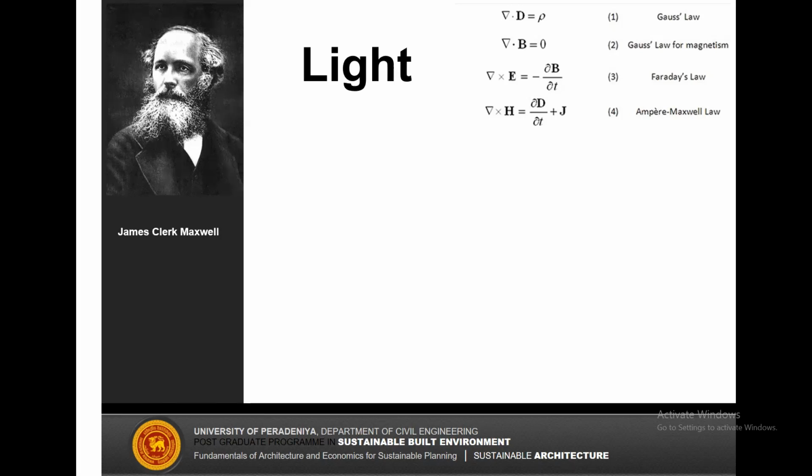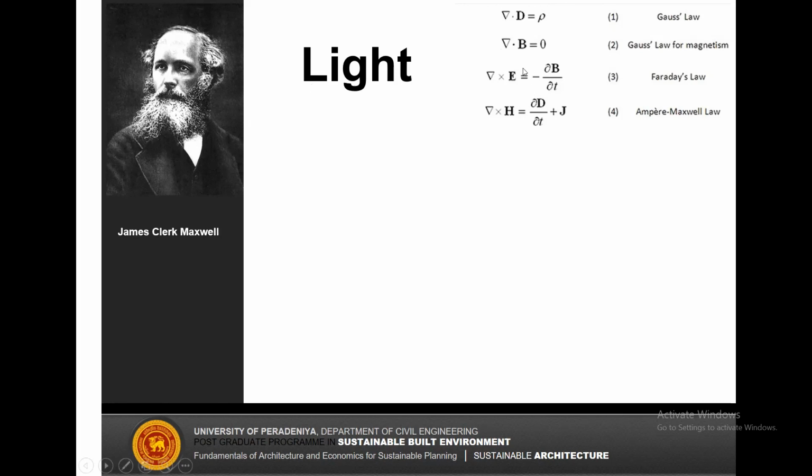I think we need not go deep into that one, but just to recap your A-level physics, Gauss's law, that is the divergence of the electric field is the charge density. So the divergence of the magnetic field is 0. That means magnets come in dipoles, so there are no magnetic monopoles.